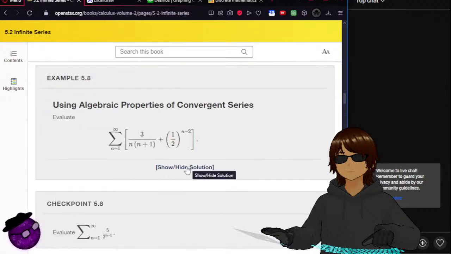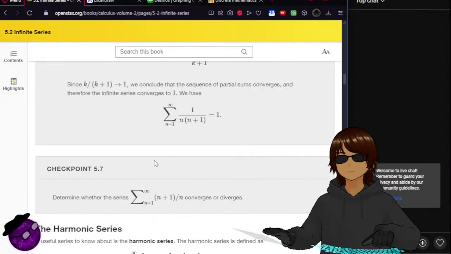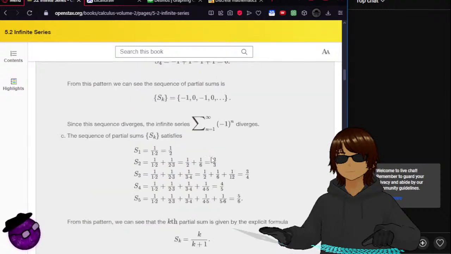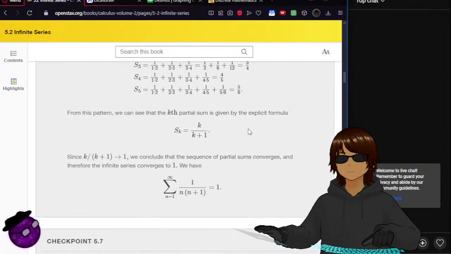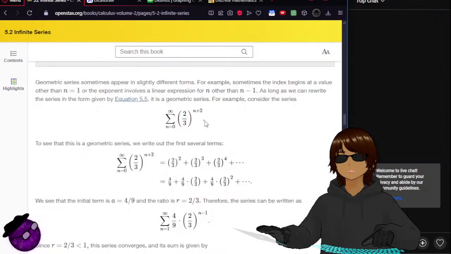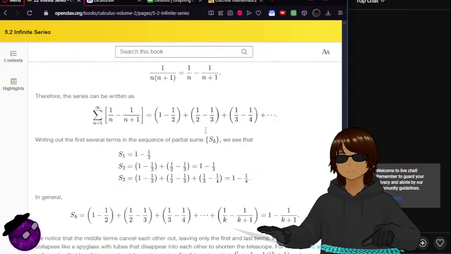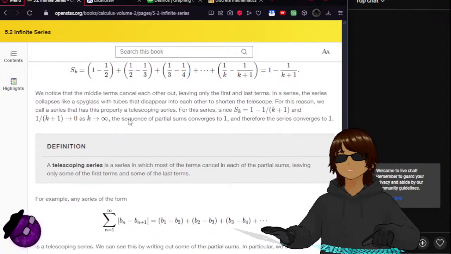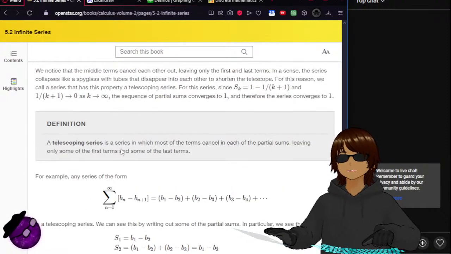Hold on. Why is it k over k plus 1? No, I guess k plus 1 over k plus 1 and then subtract. Okay, that makes sense. A telescoping series is a series in which most of the terms cancel in each of the partial sums, leaving only some of the first terms and some of the last terms.